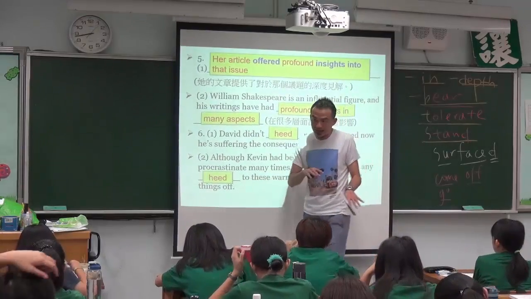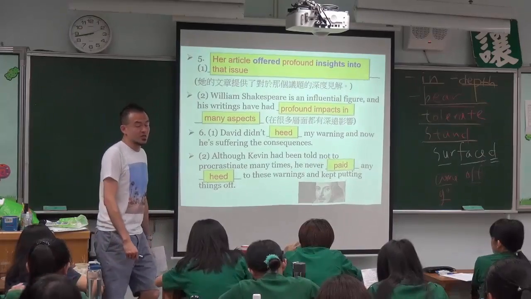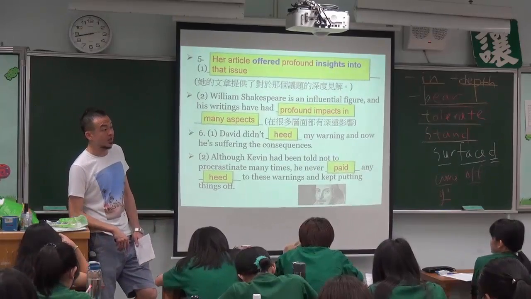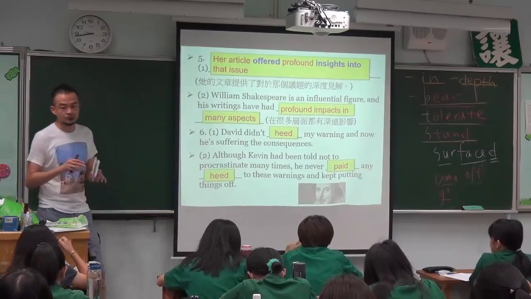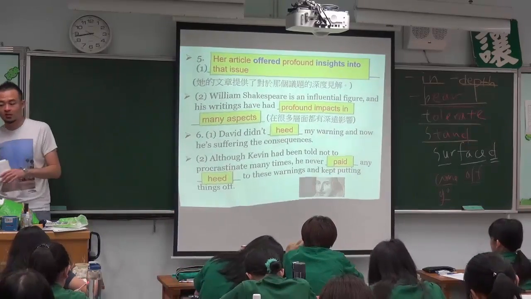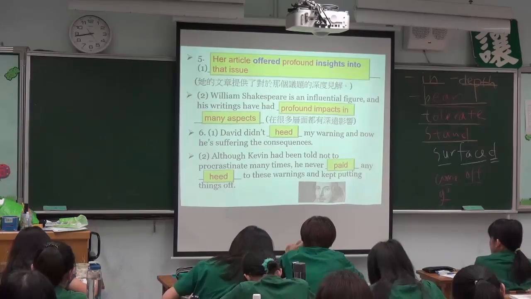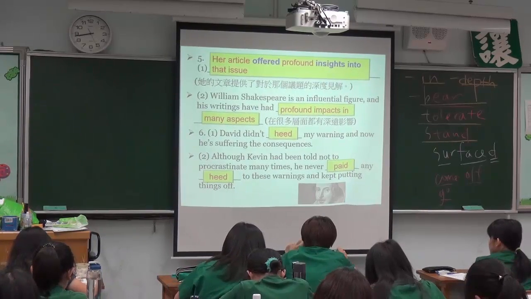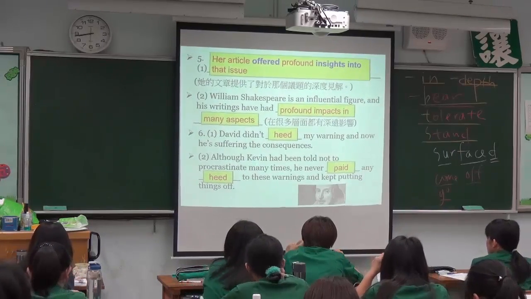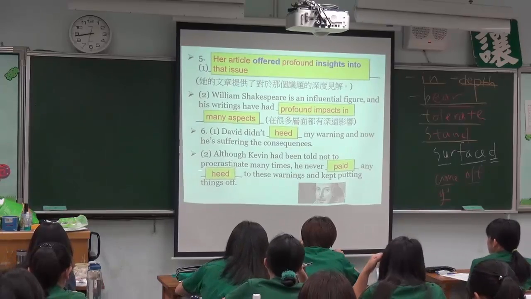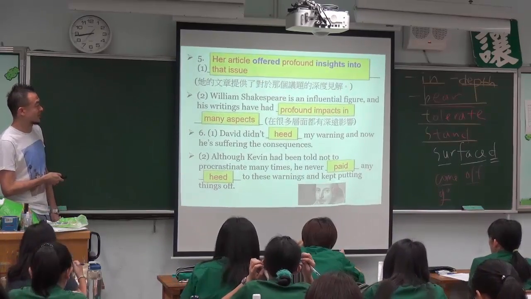to，所以意思一样，就把它并排一起记，可以懂吗？So like you can say, my brother never pays any heed to my parents' suggestion. That's why he couldn't maintain a balance between his health and his recreation. 没办法在他的健康跟娱乐当中找到平衡。It's okay, yeah. So here we should read the second example together. Although Kevin had been told not to procrastinate many times, he never paid any heed to these warnings and kept putting things off.